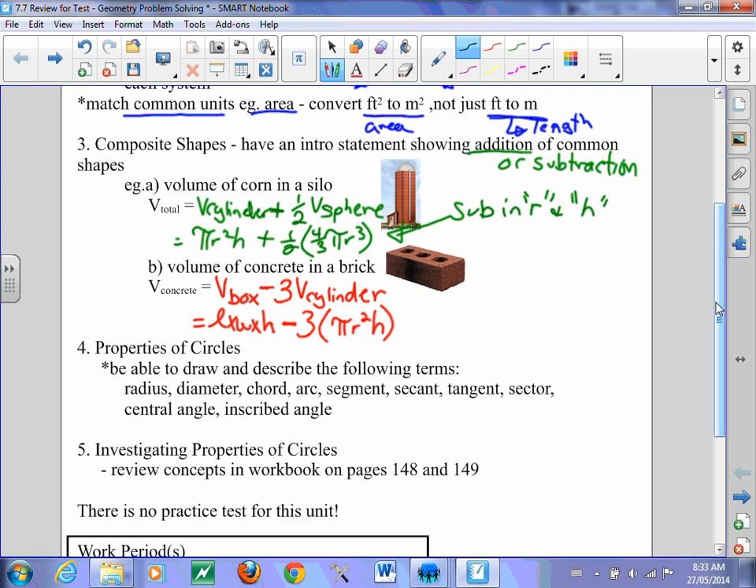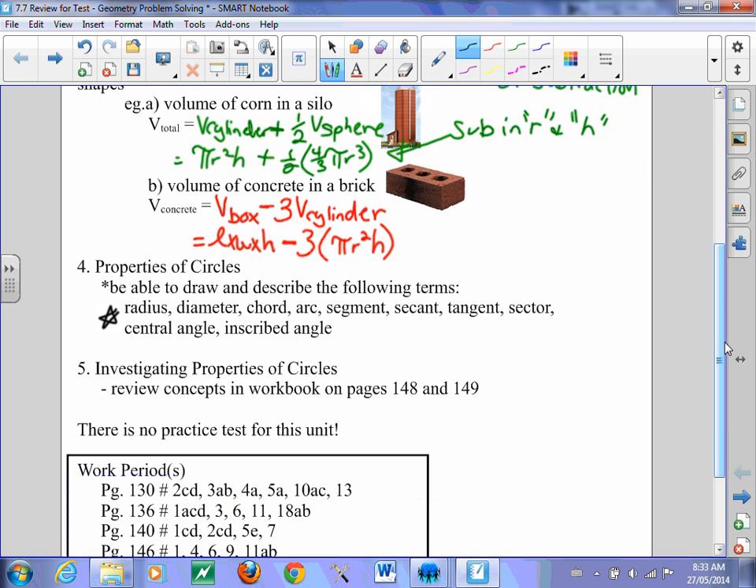Next, we're going to take a look at, ladies and gentlemen, properties of circles. We learned a whole bunch of new terminology like chords, arcs, segments. So make sure you're able to draw and describe all of these. Okay? Make sure you could do a matching question or something like that for your knowledge.